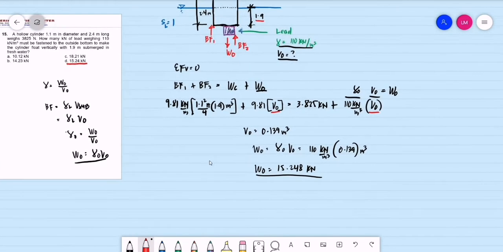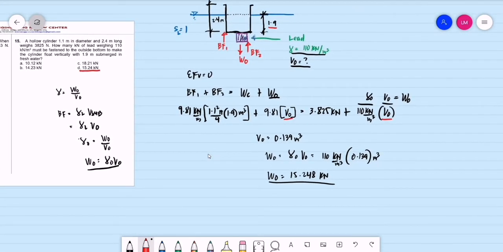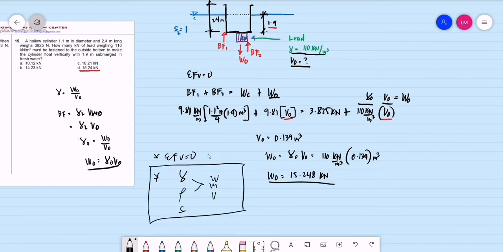Take note that if we are solving buoyancy, we are just applying some of the basic concepts of mechanics. That is simply the summation of forces vertical equal to 0. And when it comes to fluid mechanics, we are just using the fundamental properties. That is the unit weight, the density, the specific gravity. And we are using the mass, the weight, then the volume. So we are just using this basic concept, the fundamental properties. So this will be our solution for problem 15.